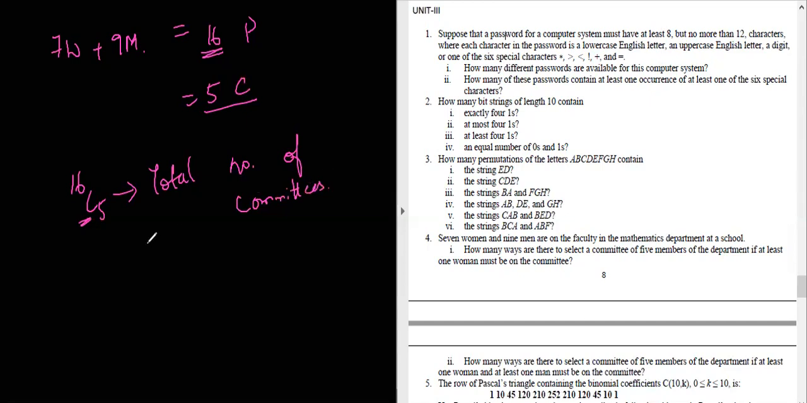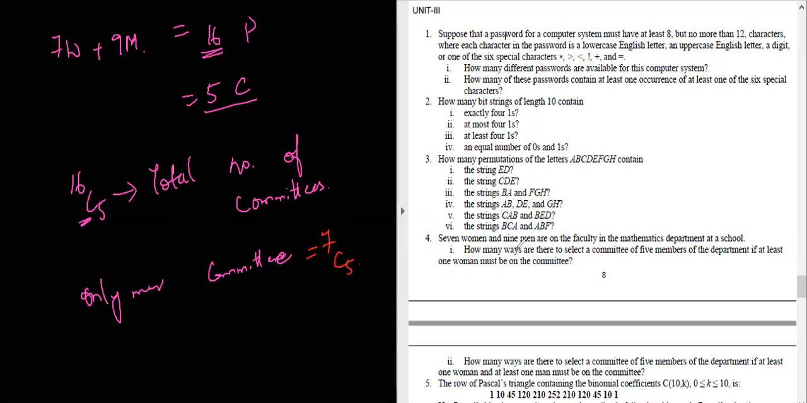Okay. Now, what is the number of committees without any woman at all? So only men committee. Okay. Only men committee is, how many men do we have? 7. And how many are we selecting? We are selecting 5. So we will have 7C5.